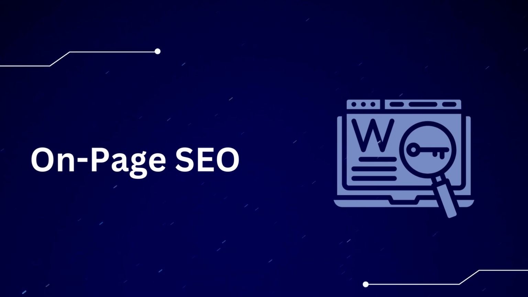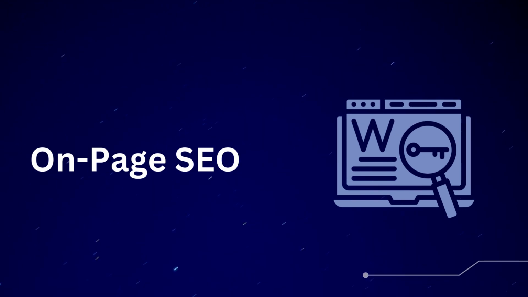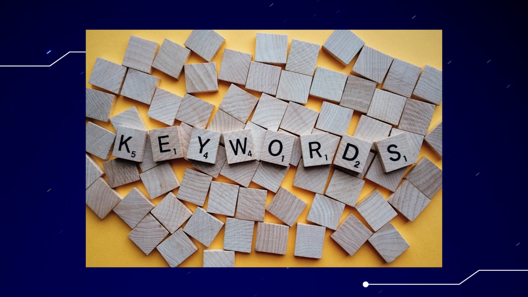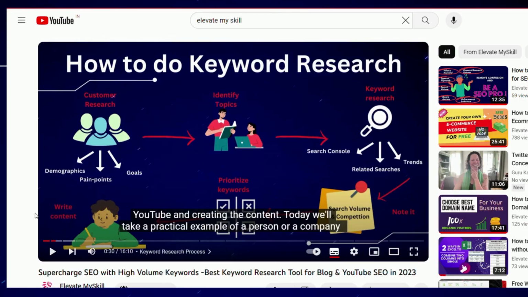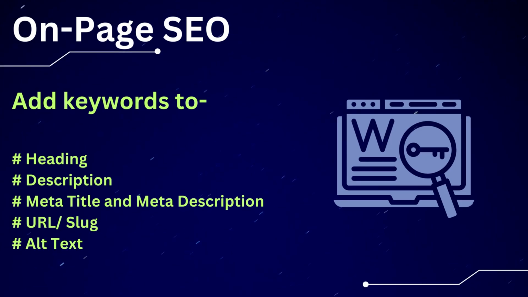Now let's move on to the on-page SEO. To boost your website's ranking, focus on embedding relevant and low competition keywords. Efficient keyword research is essential. You can watch these videos to understand the keyword research process and tools for implementing it. The link is shared in the description below. Once you've selected your keywords, incorporate them in the properties available on your page.